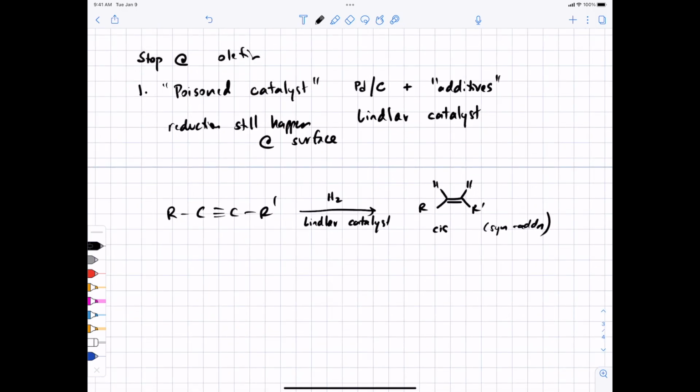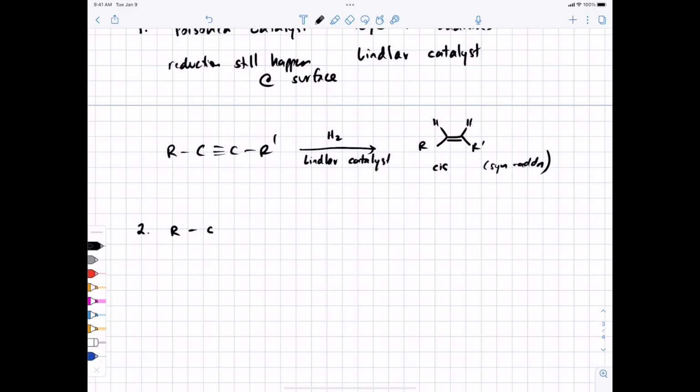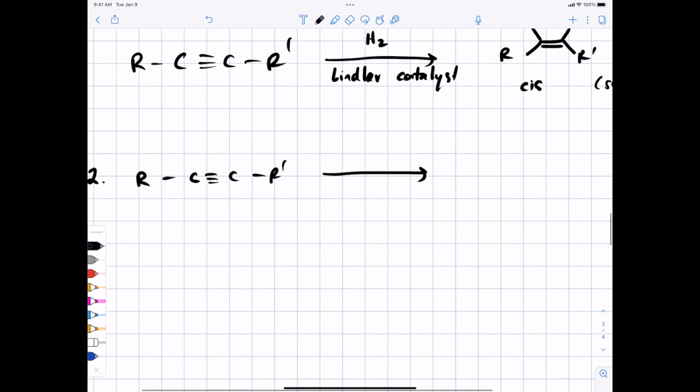Option two, what if we wanted to get the trans olefin? This one's really kind of wild. You take your alkyne and you add to a cold reaction mixture. Your solvent here is liquid ammonia. Ammonia is a gas at room temperature, so this has to be in a very cold reaction vessel. And then into that liquid ammonia, you drop a chunk of sodium metal.